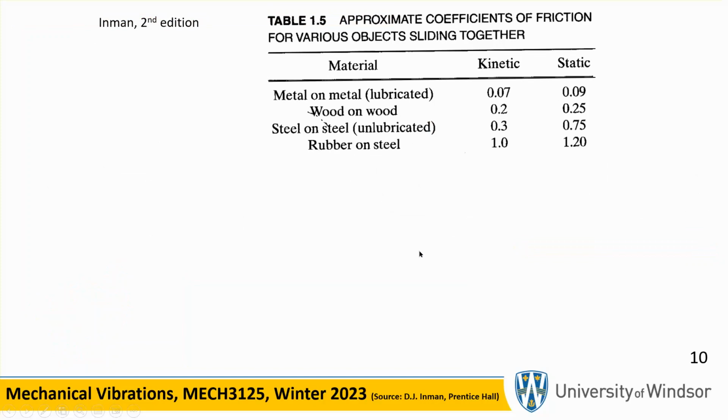Now, the coefficient of kinetic friction for a certain situation is taken from a table in the book. For example, metal on metal, lubricated, 0.07. Wood on wood, it's harder to move, there's more friction, 0.2. Steel on steel unlubricated is even worse than wood, and rubber on steel is terrible. It kind of sticks to it.